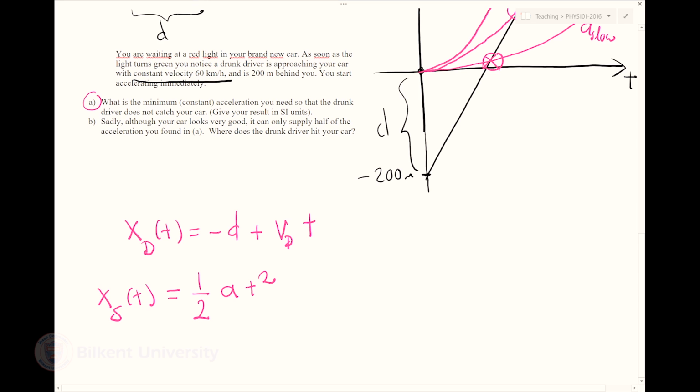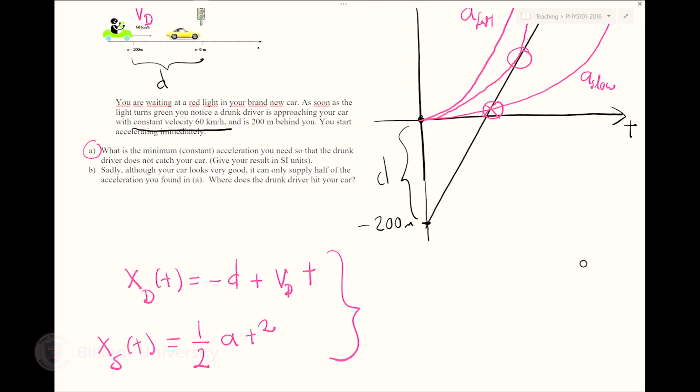So what are the conditions? What am I looking for? At this spatial point, first of all, they must be at the same point, right? So at that spatial point, x drunk must equal x sports.